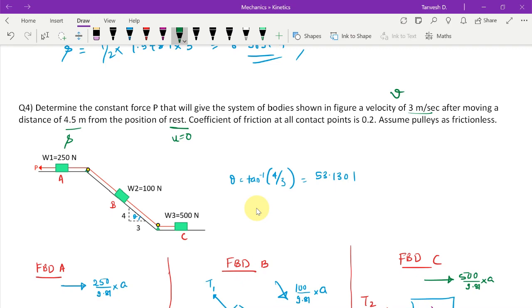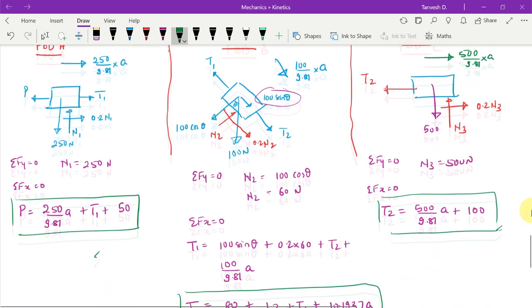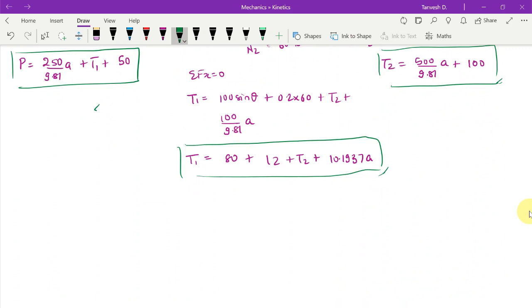So here we can take the help of kinematics and we can say that S is equal to ut plus half a t square, or rather we do not know the time, so we shall use the equation v square minus u square equals to 2as. So v square we know it is 3 square minus 0 square equals to 2 into a into 4.5. Therefore a we will get from here, and we get a as 1 meter per second square. So this a we now got, we can now find T2. T2 will be how much?